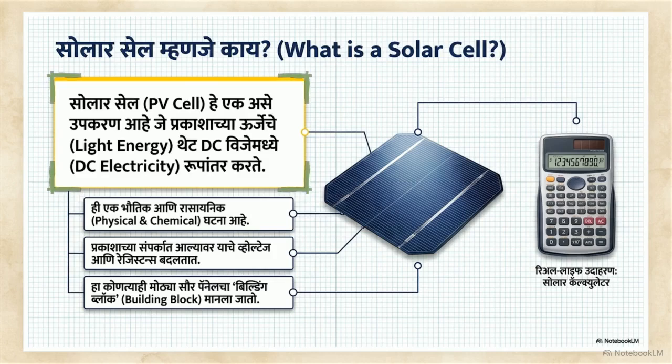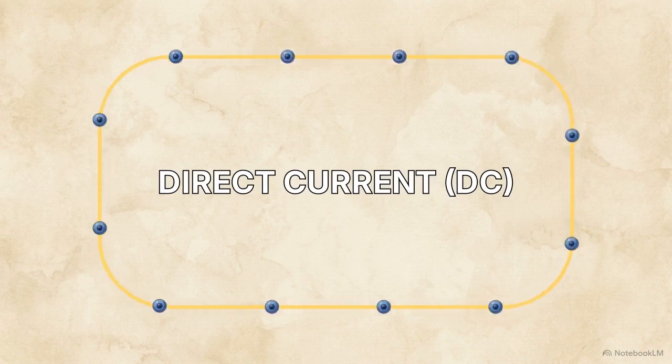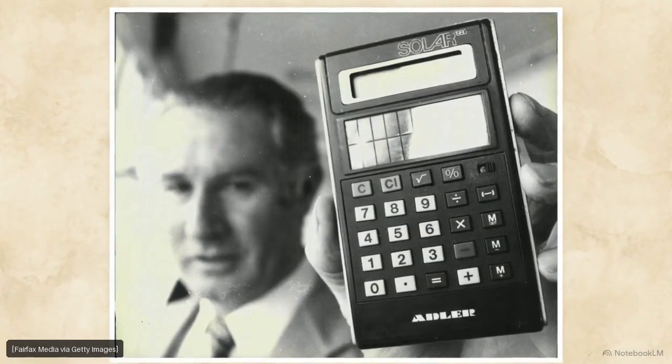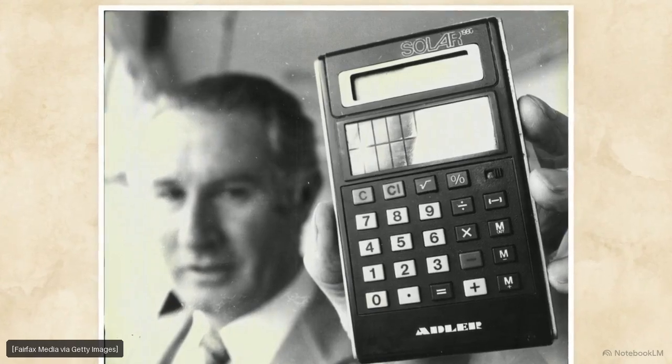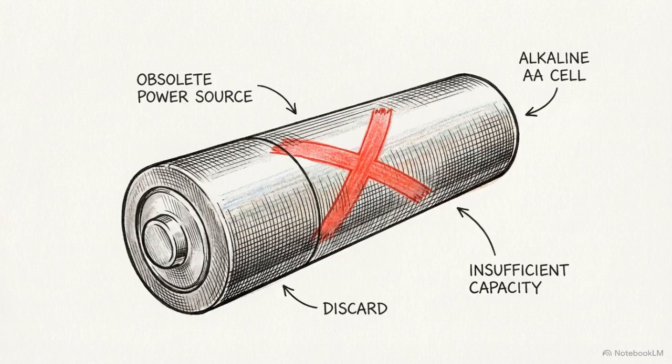A solar cell is a solid-state electrical device that converts light energy directly into DC electricity. DC stands for direct current, an electrical current that flows consistently in only one direction. You have likely used this technology yourself. Even decades ago, engineers figured out how to use small strips of these cells to independently power everyday tools like pocket calculators, completely eliminating the need for replacement batteries.